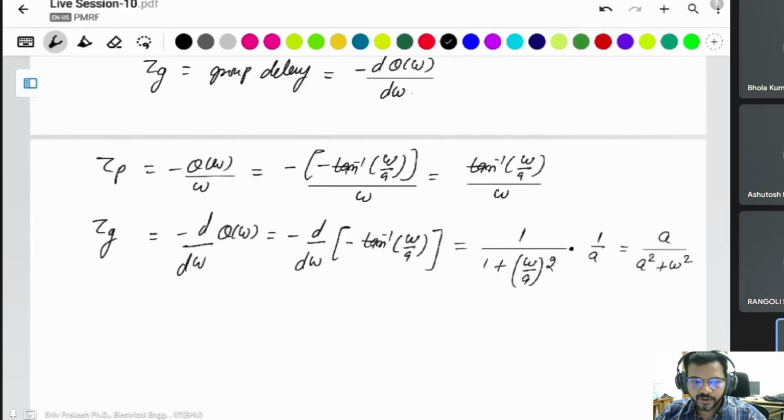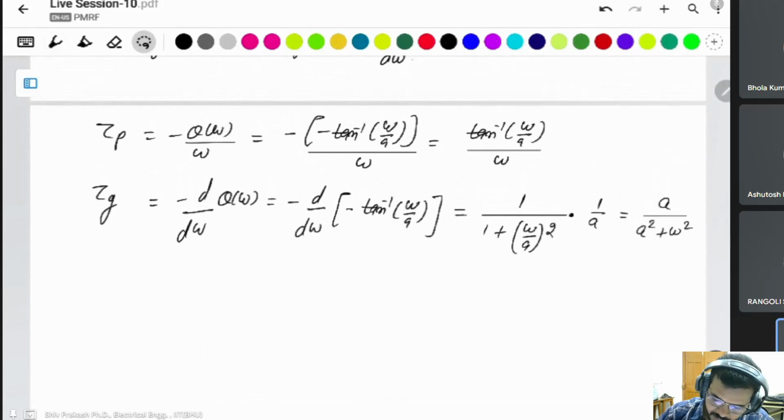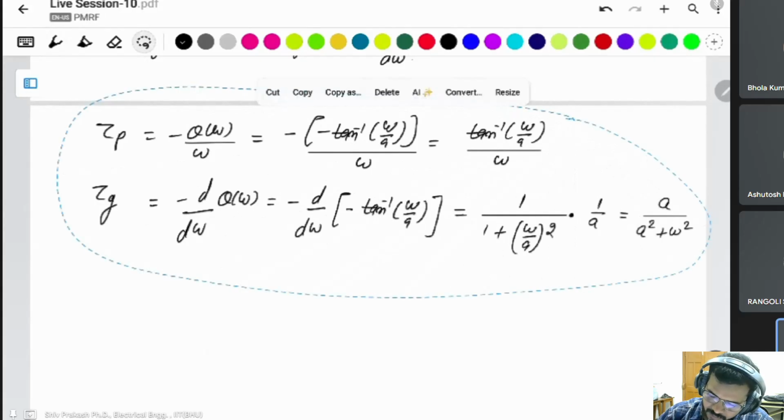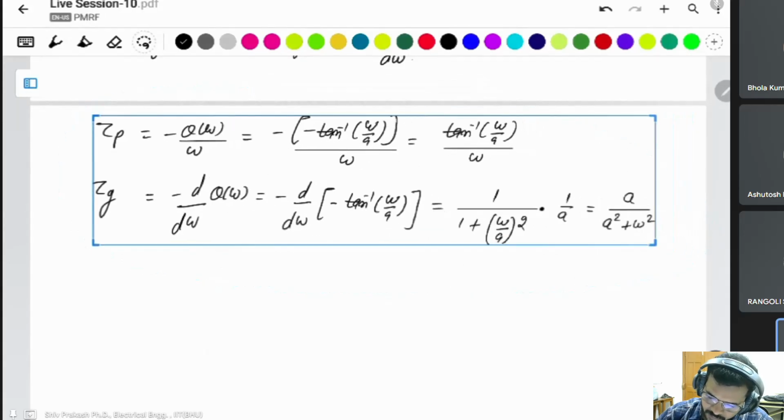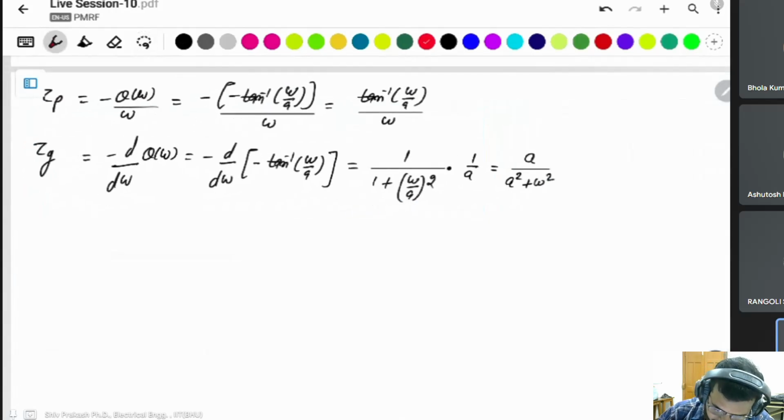To understand this better, let's try to solve for an example also. So there is a low pass filter circuit which will be an RC circuit.